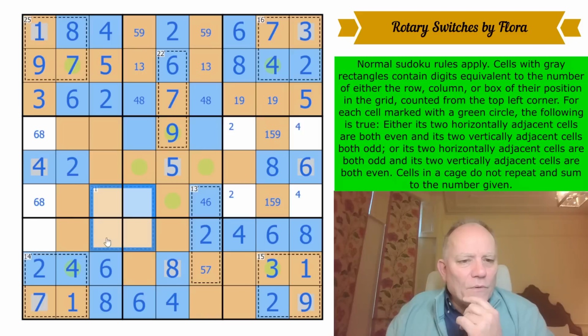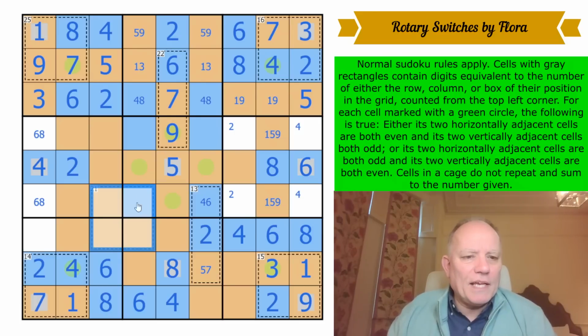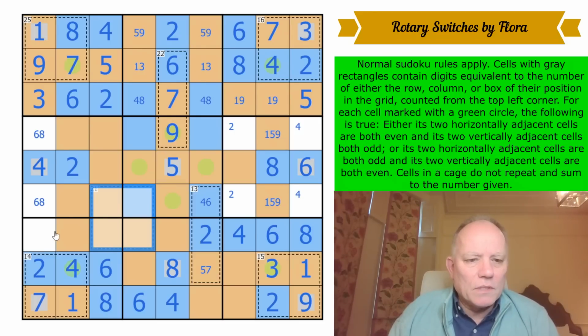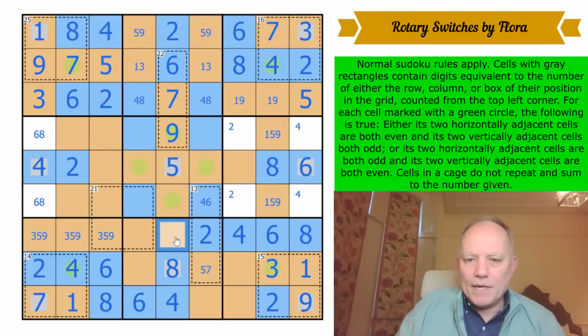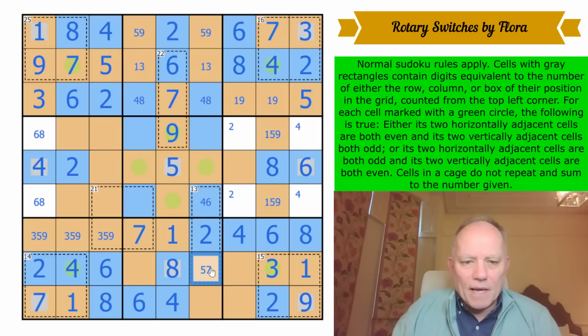Oh, am I going to have to do all the possibilities here? I don't know. I think I've done as much as I can with the evens. Let's look at the odds. Oh, this one we know. This is odd. And that's a 3, 5, 9 triple. Right, that's interesting. This is a 1, 7 pair and we know the order. That's become a 5, so we can finish the cage.